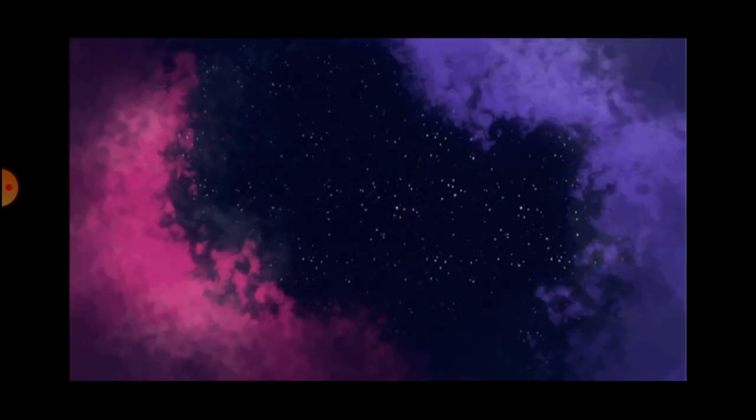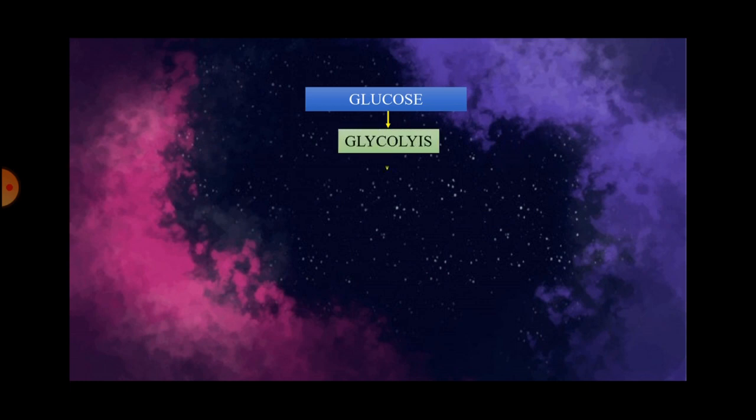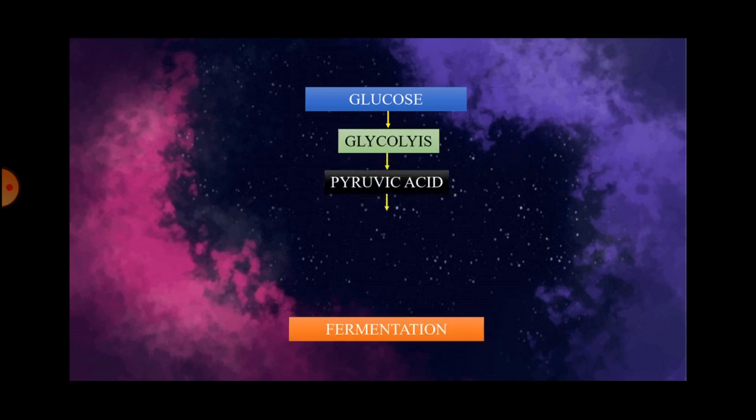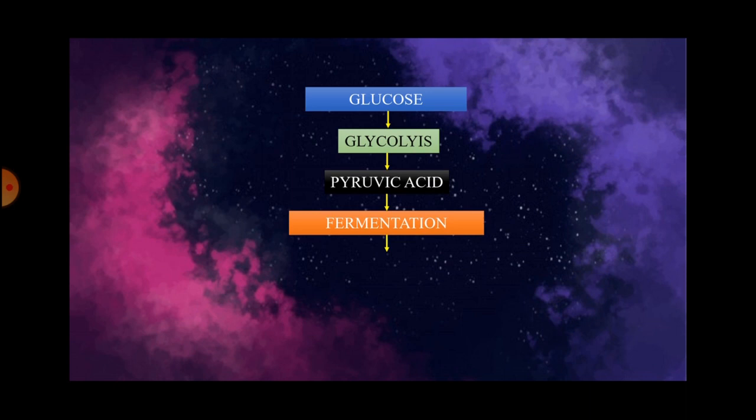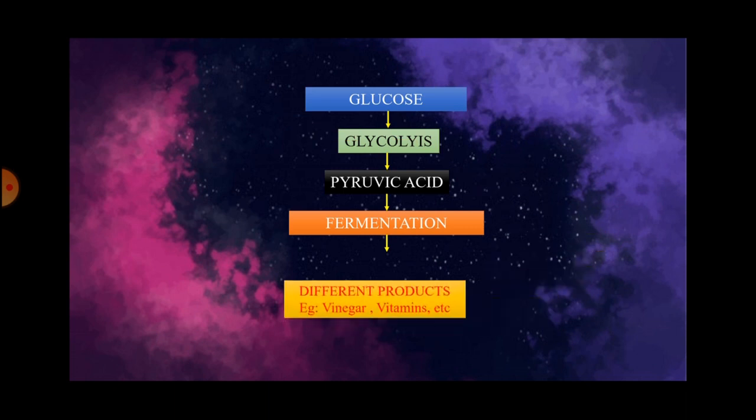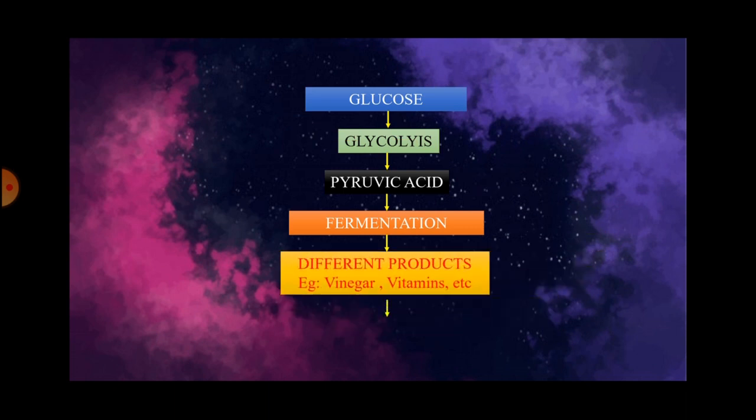What if oxygen is not present? That means anaerobic respiration. When anaerobic respiration takes place in living organisms or cells, glucose gets converted to glycolysis, pyruvic acid, but we had acetyl coenzyme A when we had aerobic respiration. We'll have a fermentation process over here and different products like vinegar and vitamins would be byproducts using various microorganisms, because if oxygen is not present, then we have microorganisms which are going to take the process of fermentation.